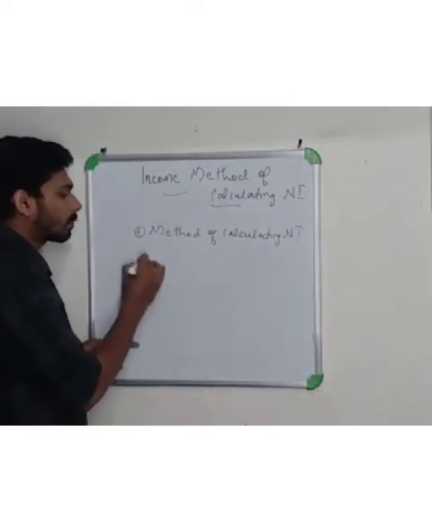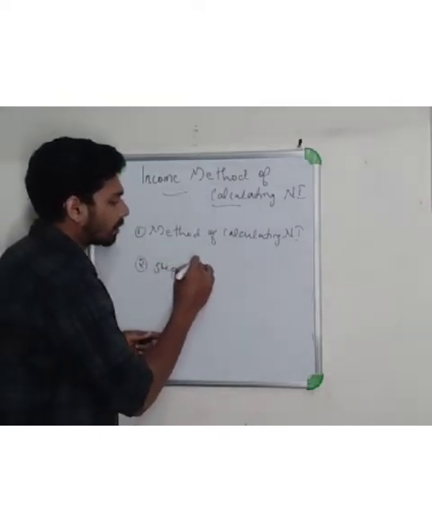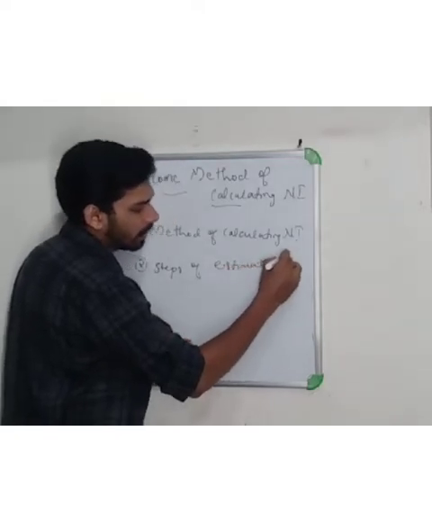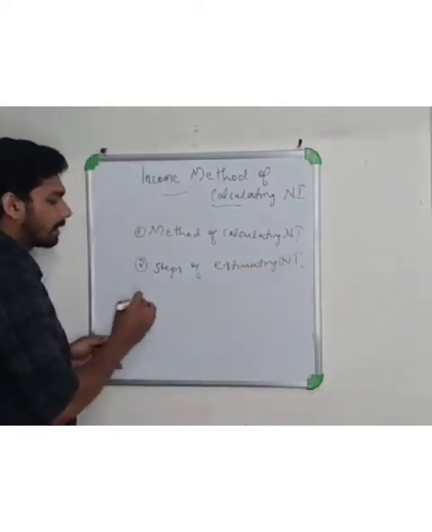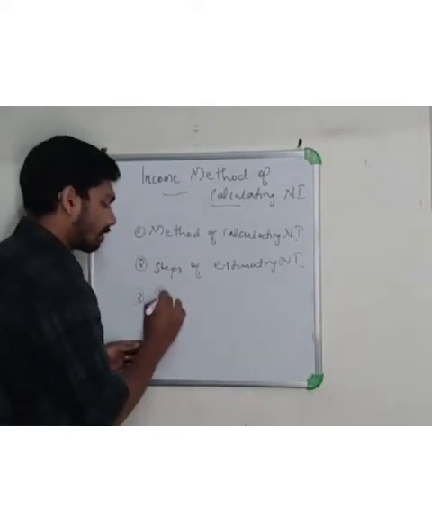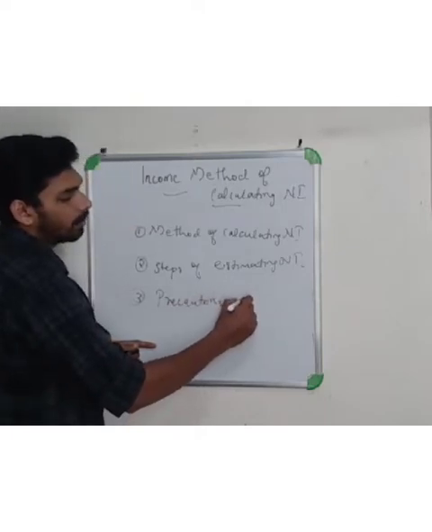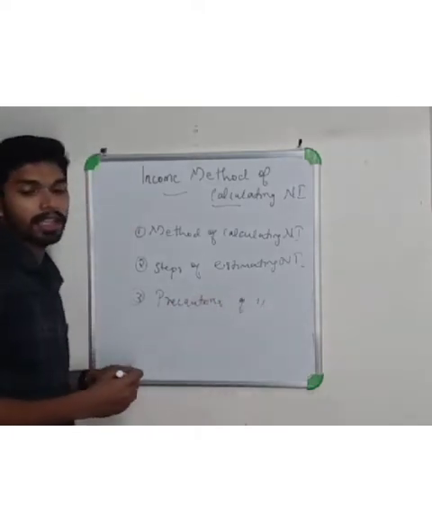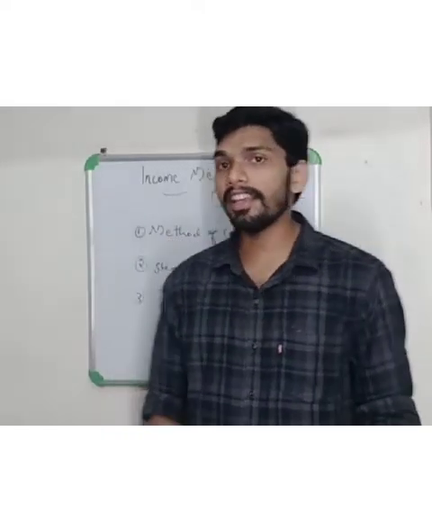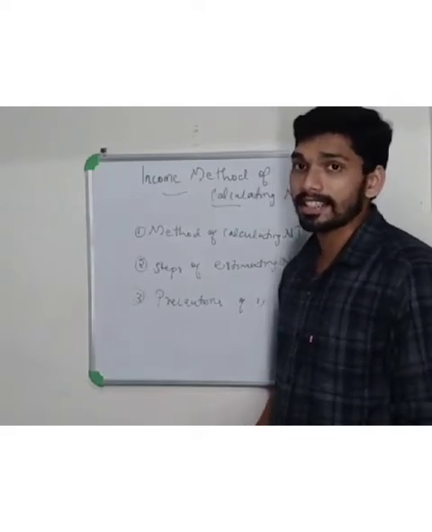The second one is the steps of estimating national income. And the third one is the precautions of estimating national income. So the income method can be discussed under three headings.